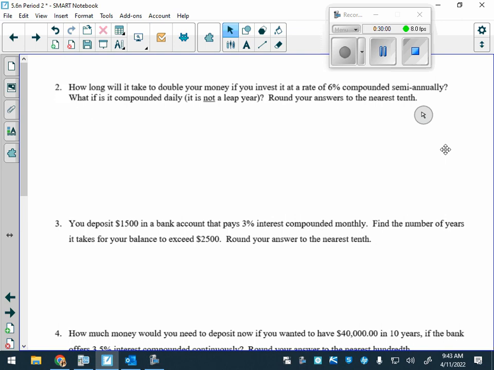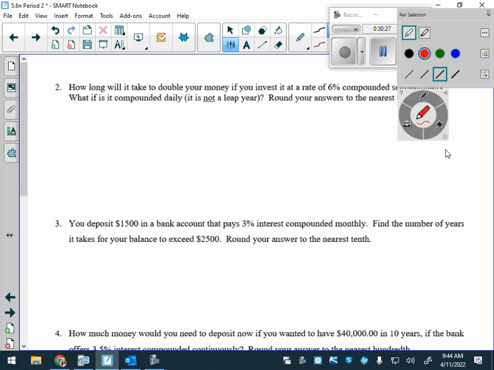So for number 2, how long will it take to double your money if you invest it at a rate of 6% compounded semi-annually? What if it is compounded daily? It's not a leap year. So we have 2 questions going on here. We want to double our money.